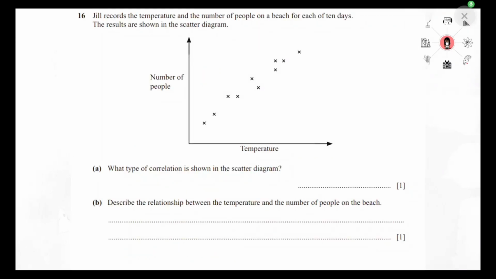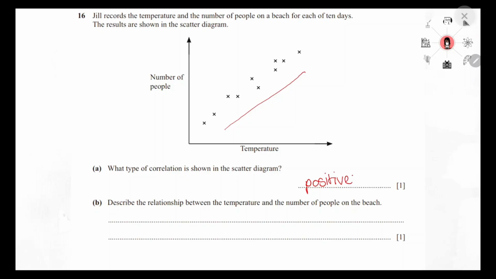Question 16. Jill records the temperature and the number of people on a beach for each of 10 days. The results are shown in the scatter diagram. A. What type of correlation is shown in the scatter diagram? As the graph seems to be accelerating upwards, the type of correlation is positive. So we'll write positive in this blank.